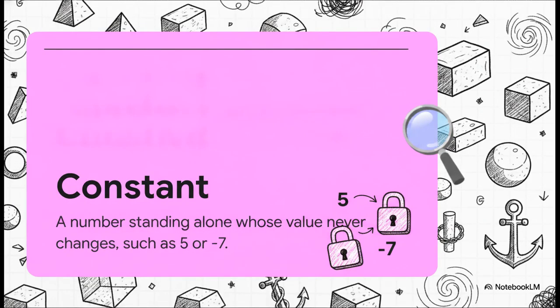Then we've got the constant. A constant is a reliable number standing all by itself whose value never ever changes. It doesn't have a variable attached to it. Great examples would be the numbers 5 or negative 7. They are exactly what they sound like. They are constantly just that number, no matter what happens to the variables around them.